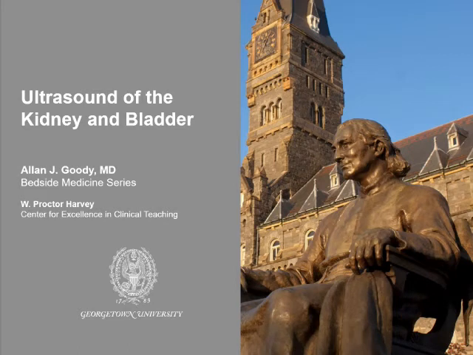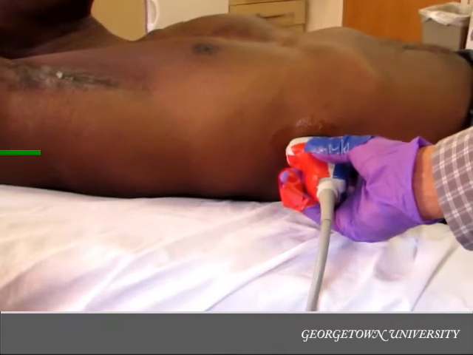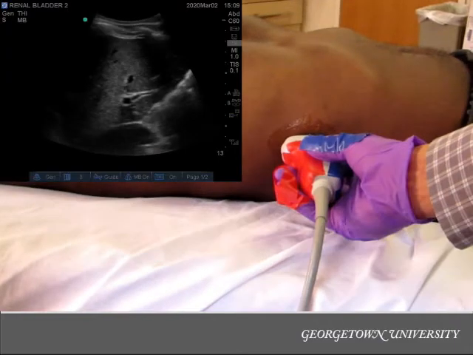Let's run through performing point-of-care ultrasound of the kidney and bladder. I'm going to start with the probe in the mid to posterior axillary line. And at this point, if the probe is pointed into the plane of the body, we should see the liver.